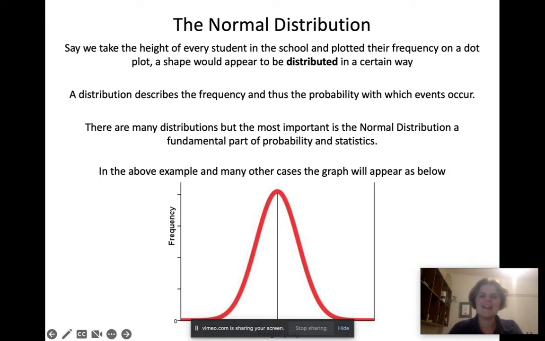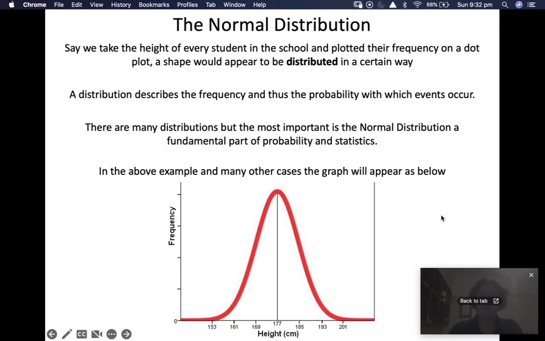So here's our new information today, the normal distribution. The idea here is that if we plot data, say we took the height of every student in the school and plotted their frequency on a dot plot, their shape would appear to be distributed in a certain way. So a distribution describes the frequency, therefore the probability, at which events occur. There are many distributions, but a really common one and probably the most important is the normal distribution, as it comes up in nature, manufacturing, all sorts of contexts, and it's a really fundamental part of probability and statistics.